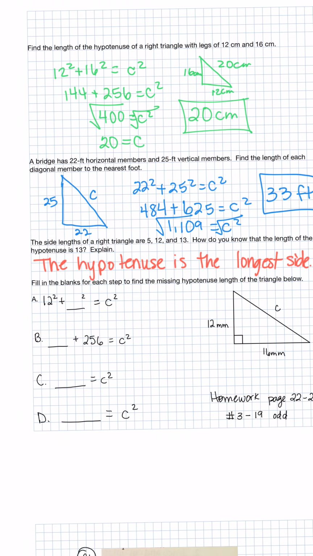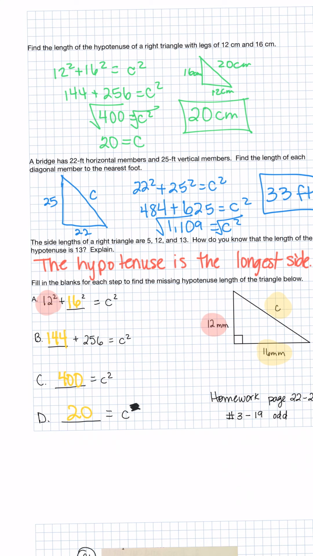Fill in the blanks for each step to find the missing hypotenuse length of a triangle. So if we look over here, 12 squared plus 16 squared is going to equal C squared. So the first missing number is 16. 12 times 12 is 144. 144 plus 256 is 400. The square root of 400, oops, and this shouldn't be here, is going to be 20.